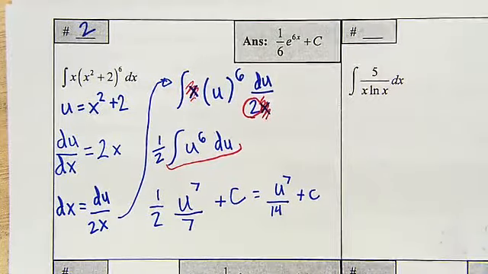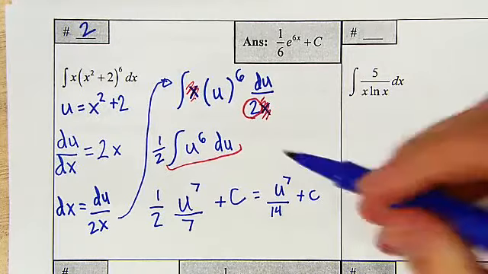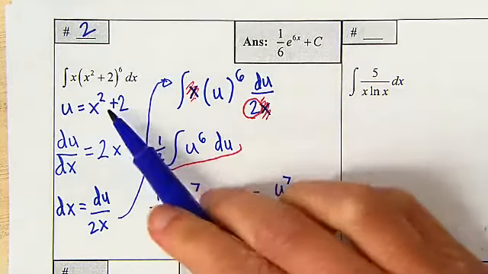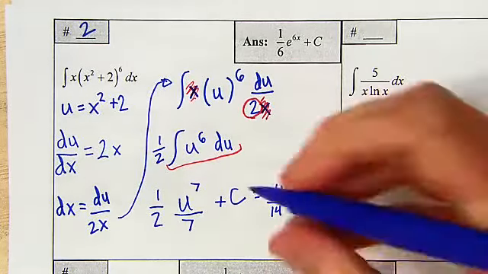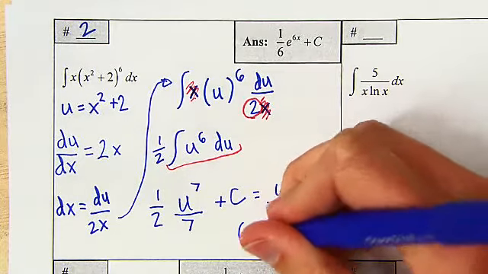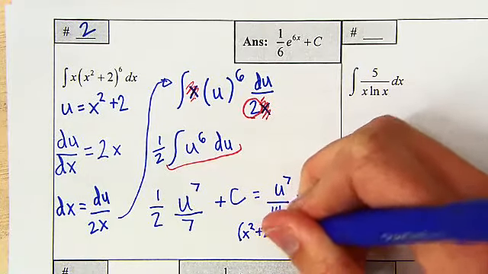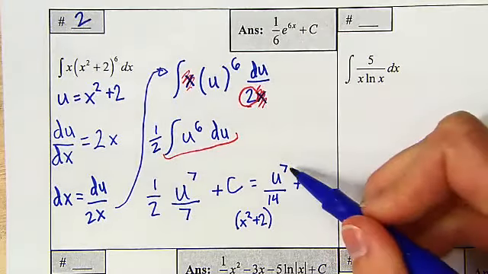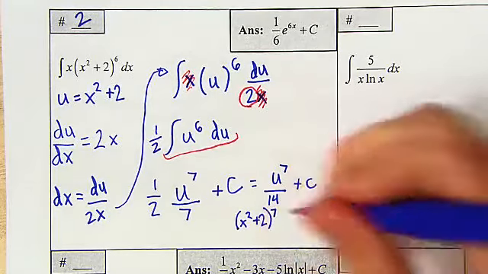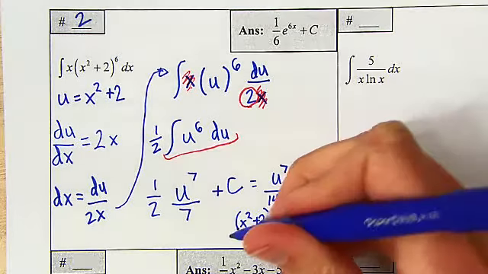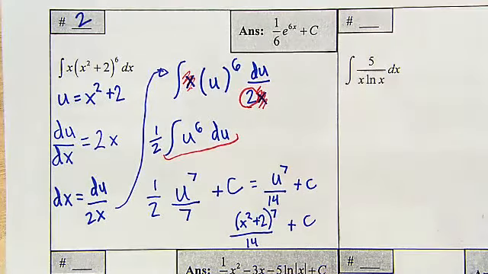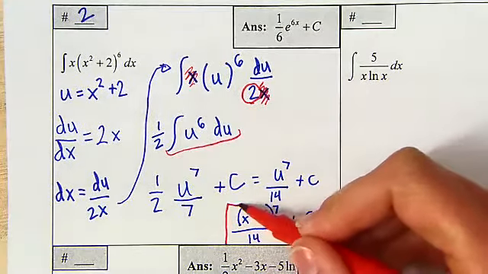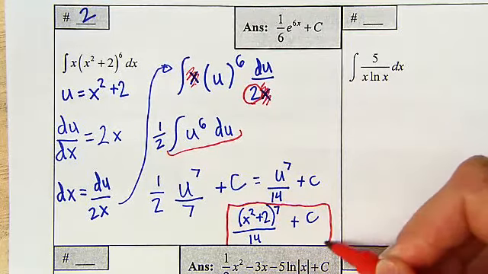And then my very, very last step is I need to replace that u with what I had my u to be. So, I'll just squeeze it down here. My u was the x squared plus 2. That u had an exponent of 7, so I've got to squeeze in that little exponent of 7. And it's over 14 plus c. And because it's getting a little crammed, I'll put that in a red box.